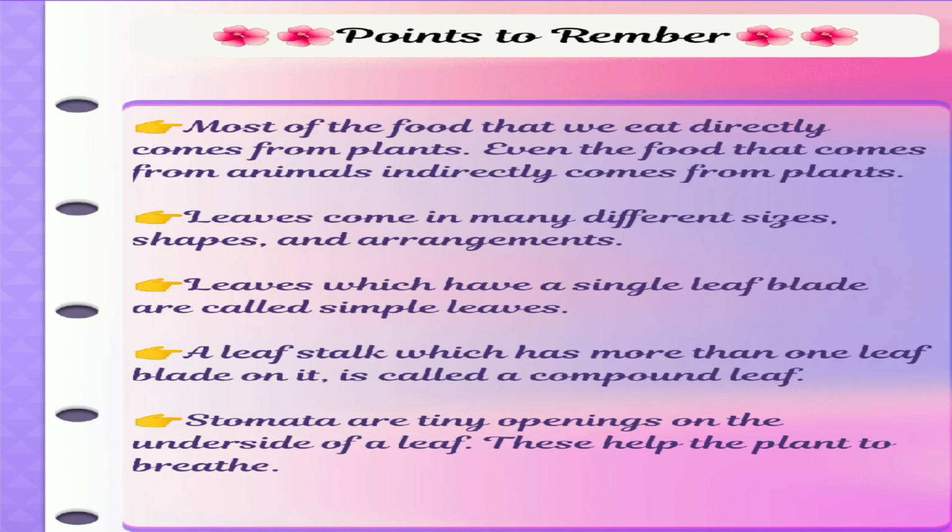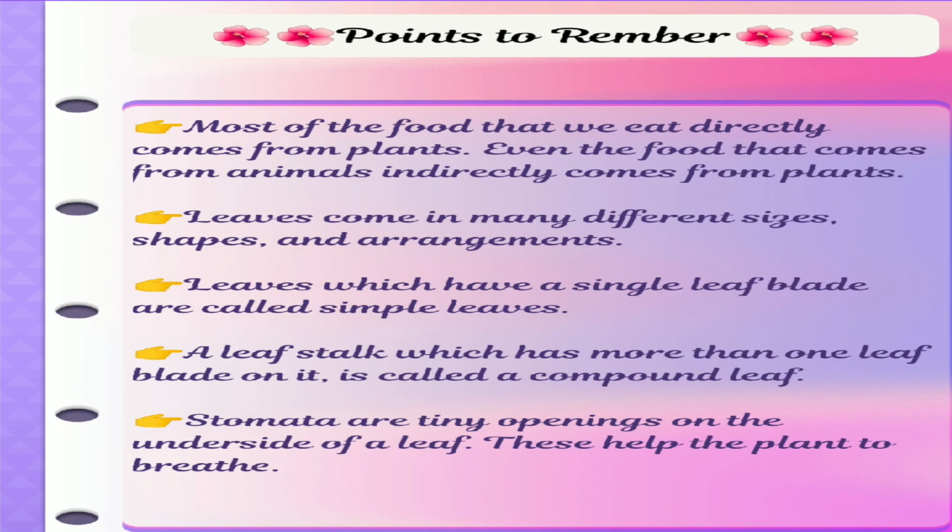Next point, leaves which have a single leaf blade are called simple leaves. Next point, a leaf stalk which has more than one leaf blade on it is called a compound leaf. Next point, stomata. What are stomata? Stomata are tiny openings on the underside of a leaf. These help the plant to breathe.